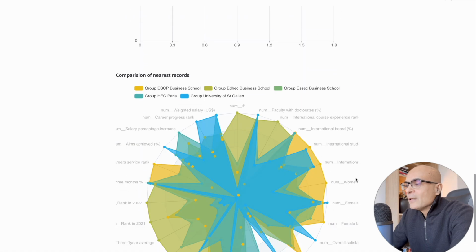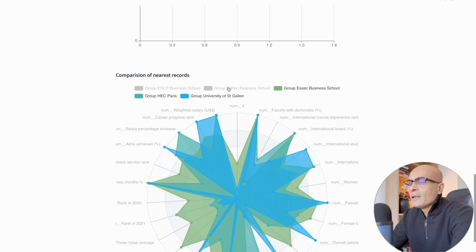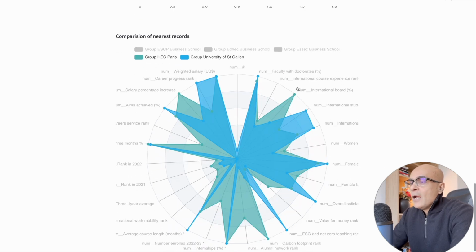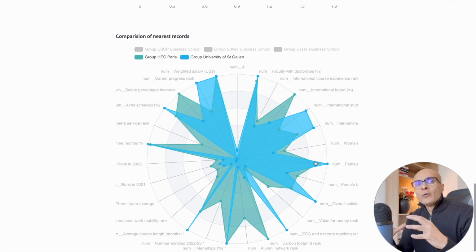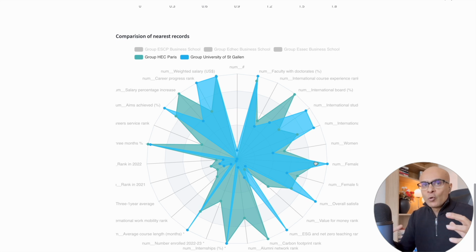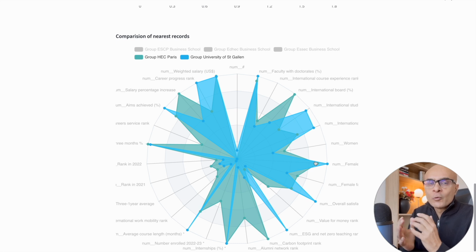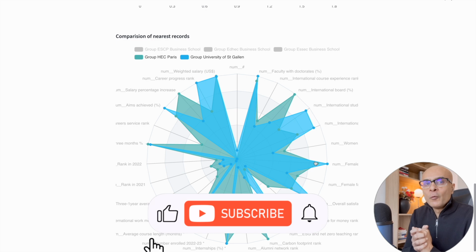Let us also see the radar chart, and here I'm going to select just HEC Paris and University of St. Gallen. I'm going to deselect other schools, and you can see that these two radar charts are not the same in terms of absolute values, but you will see a pattern which is similar. Both these schools have a similar proportion. So even though they do not have similar value in absolute terms, they have similar value when it comes to proportion of these different columns. And it's for this reason both these schools are shown as close to each other when it comes to cosine similarity.